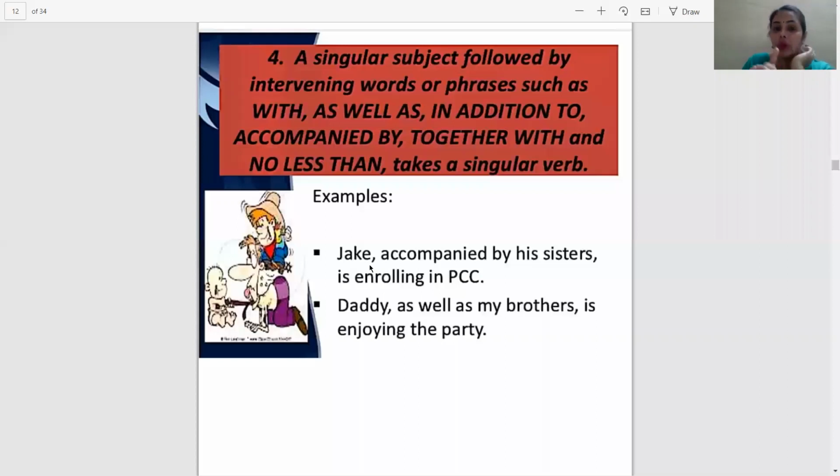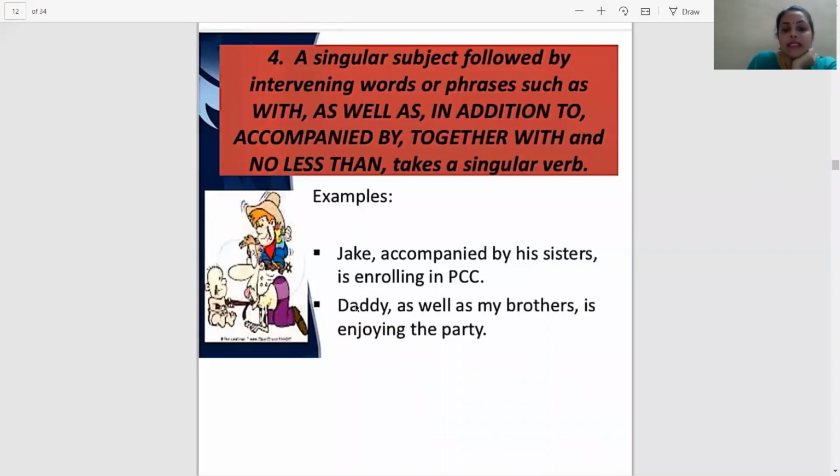Jack, the subject, we are talking about Jack. We don't know who else is participating, who else is joining. And this happens only in this condition, when after a singular subject you can see with, as well as, in addition to, accompanied by, together with. If these words are used with a singular subject, then the verb will always be a singular verb.